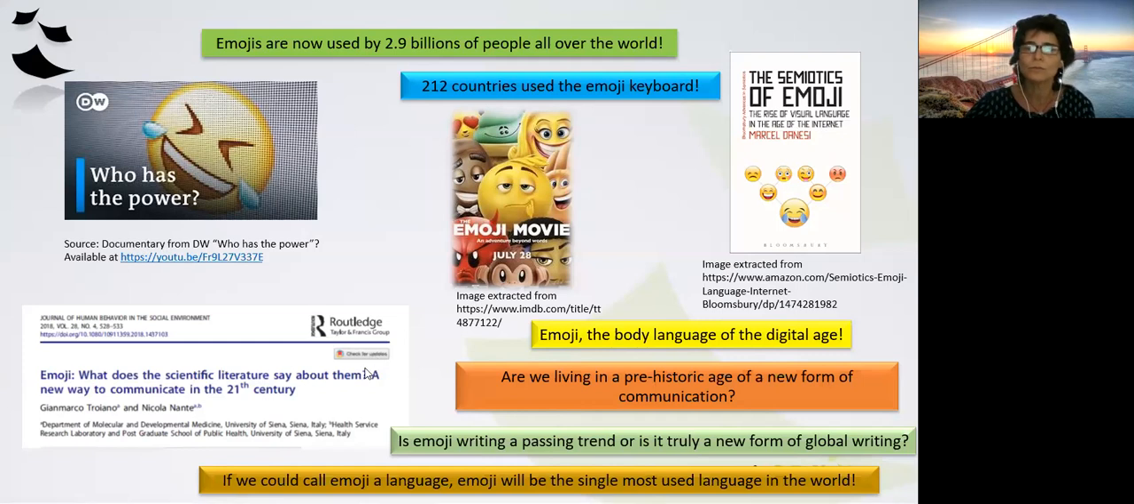What I want to start with is this idea that we live in a world of pictorial symbols, and this documentary mentioned that if emojis were a language, it would be the single most used language in the world, because it's used by 2.9 billion people all over the world in 212 countries, as this documentary mentioned. So this is considered the body language of the digital age.